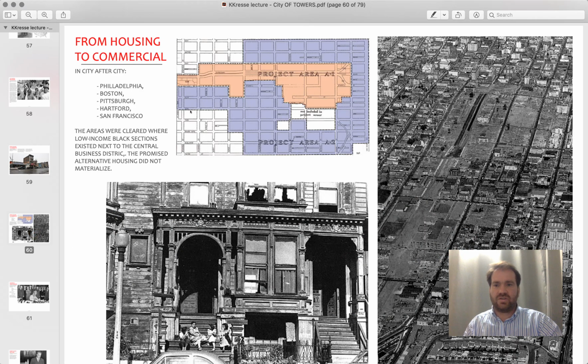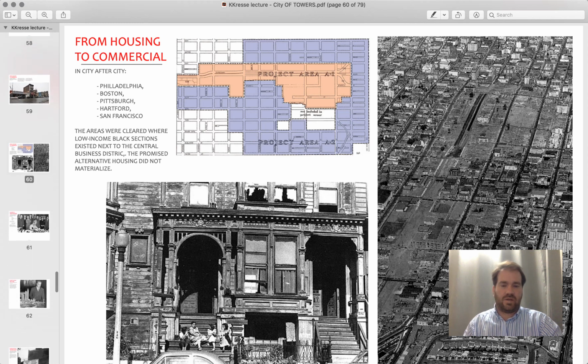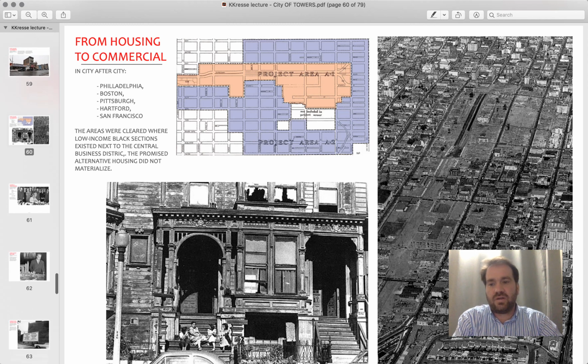So here you see how a housing area was redlined and then redeveloped into commercial, different areas in the US where this took place. And then, for some people it was seen as a win because the city also looked better, more modern and so on, but for others this was a loss in terms of the old urban fabric, but also for those people that used to live there.